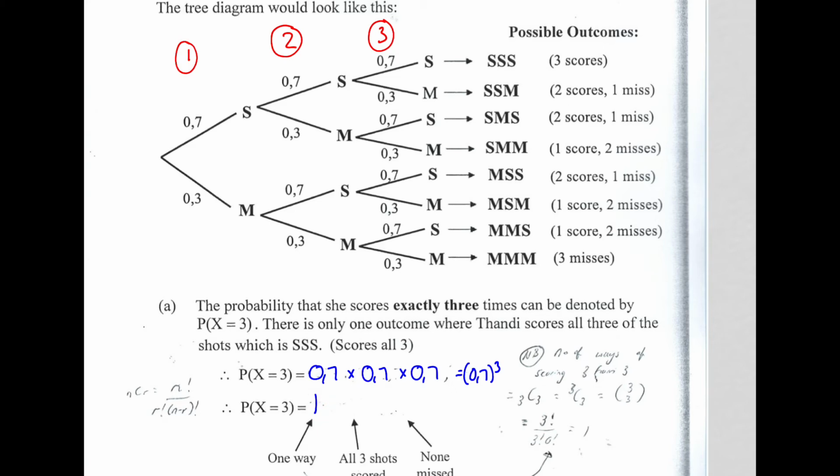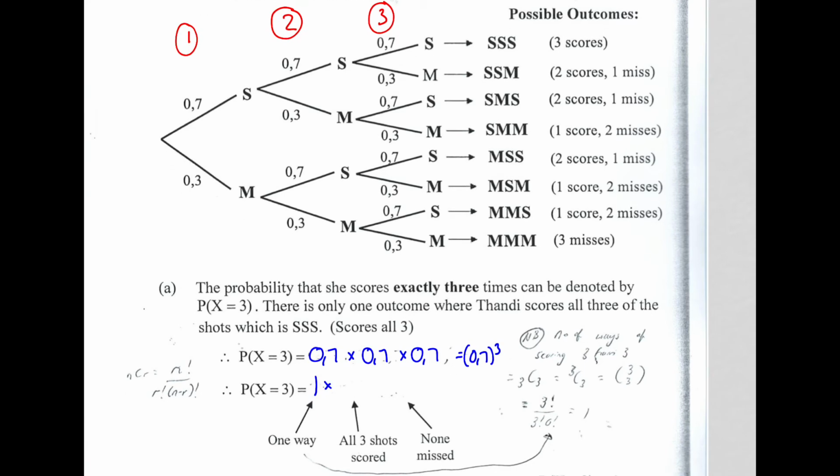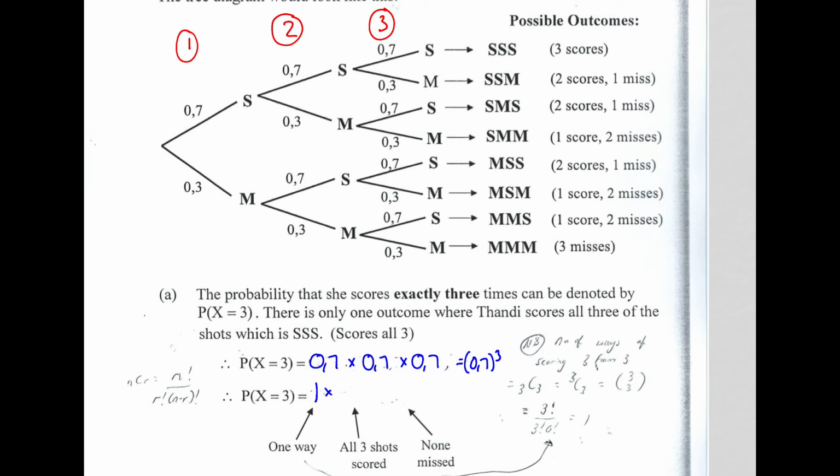And we then can multiply that by the probability of her scoring all 3 shots. The probability of her scoring all 3 shots is 0.7 cubed, because it's 0.7 times 0.7 times 0.7. And how many has she missed? She's missed 0 of them. So these two numbers, the 3 and the 0, must add up to the number of trials, in this case 3. Because she scored 3 times, there's a 3 as the exponent to her success, and she didn't miss at all, so there's a 0 as the exponent of her miss.